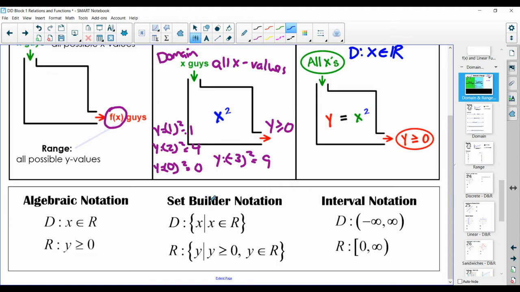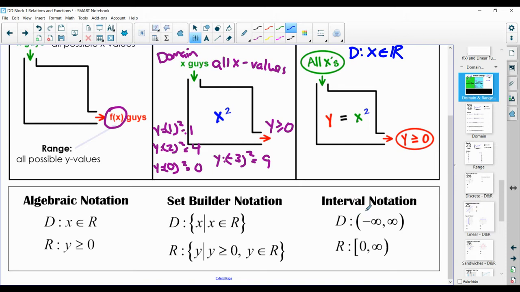The next way that we can write it out is set builder notation, and you'll see this quite frequently, especially in Math 20. Set builder notation, we would read this as x such that x is the element of reals. And it's called set builder notation because we're using these squiggly brackets, which represent sets. And then for range, y such that y is greater than or equal to 0, and y is the element of reals. So that means all of the numbers that are greater than or equal to 0 are also in the real number system. And the last way that we can write this out is interval notation.